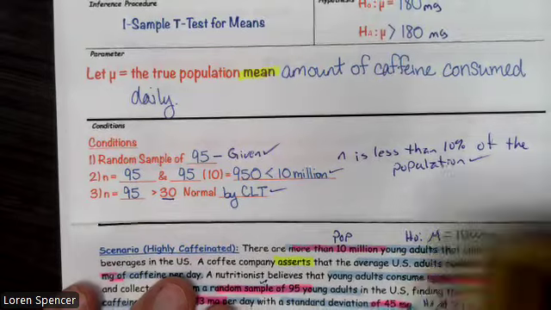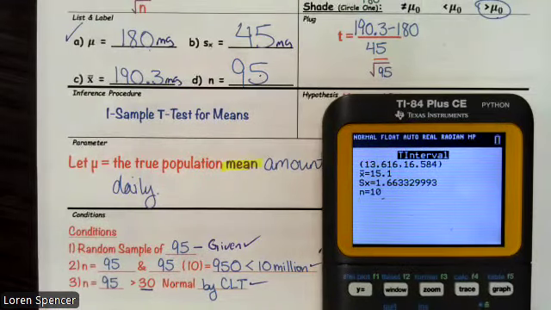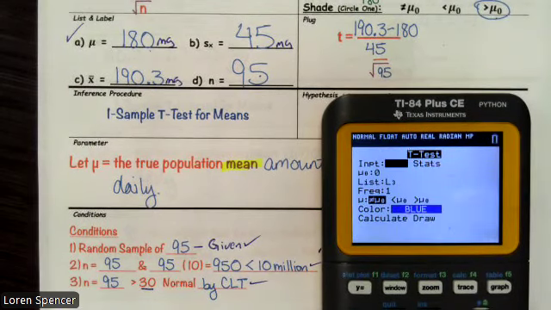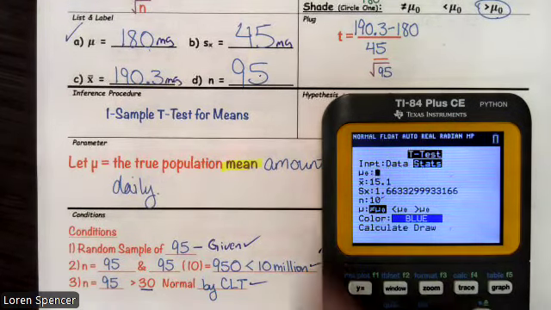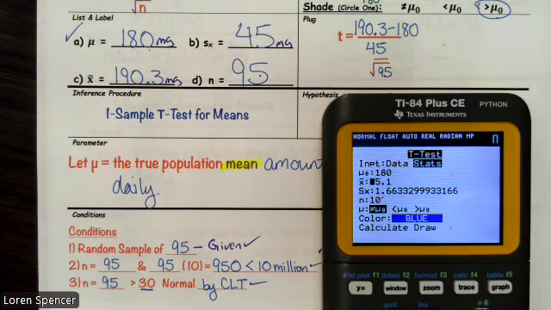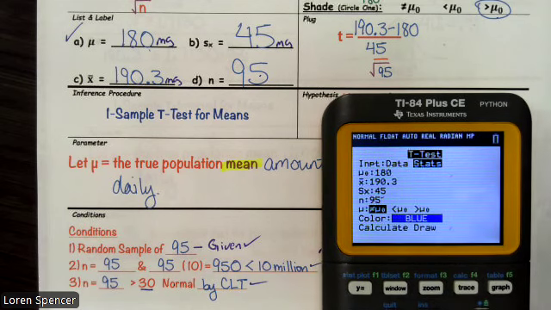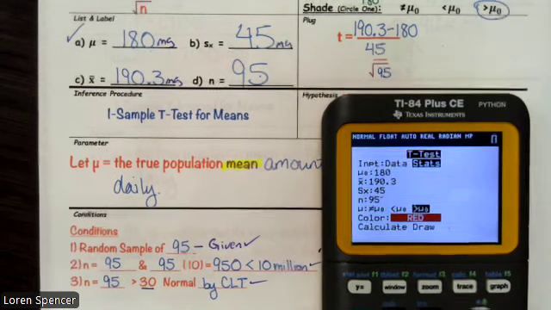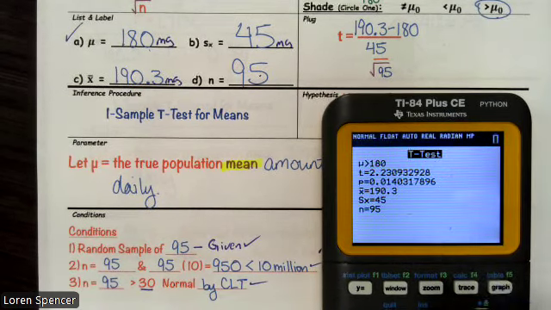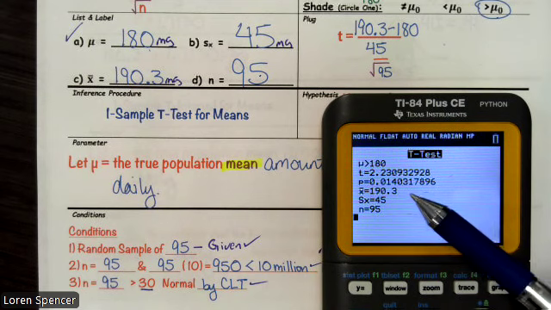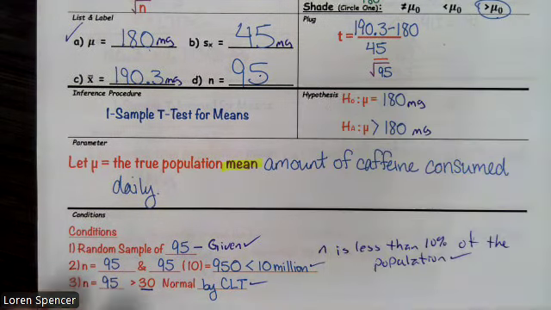So to do that, I need to go back and put this information in the calculator. So stat, test, just a one sample t-test. Stats needs to be highlighted. Our mean is 180. Our sample mean is 190.3. Our sample standard deviation is 45 and our sample size is 95. And we said greater than, or more, so I need to make sure that I have that highlighted. So there's greater than. And I calculate, and I get a t-statistic of 2.3109 and a p-value of 0.0140.